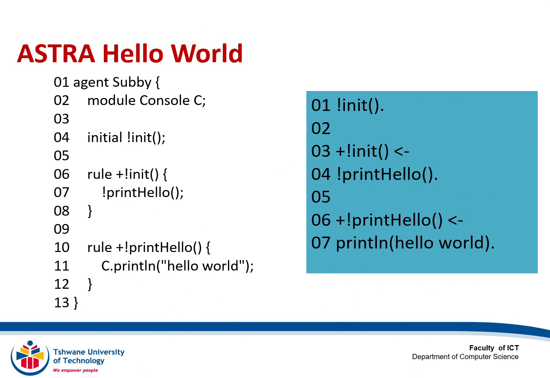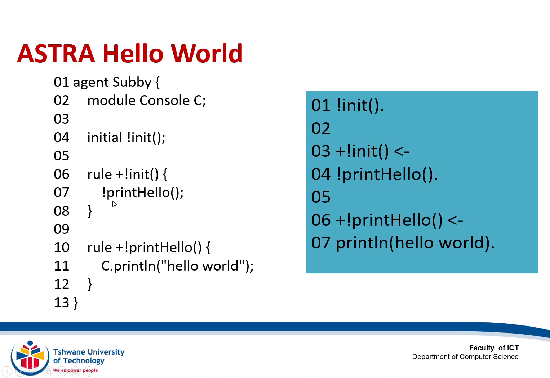Looking at the next one, where we had the sub goals, basically, in the AgentSpeak environment, we can represent the same here, where you still initialize, instantiate your console, and then you still have initial .init like you had in the previous case, and then here you just want to call a function.